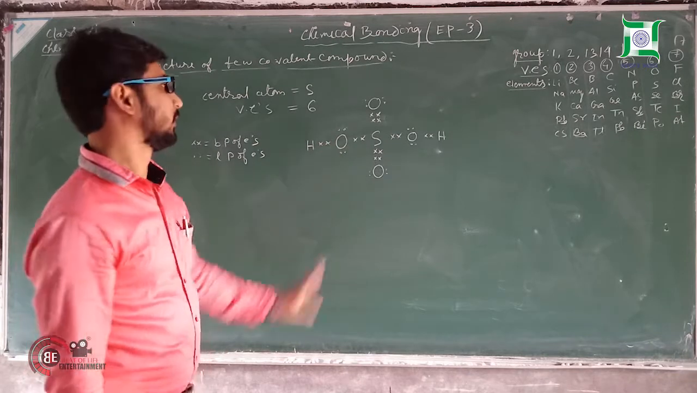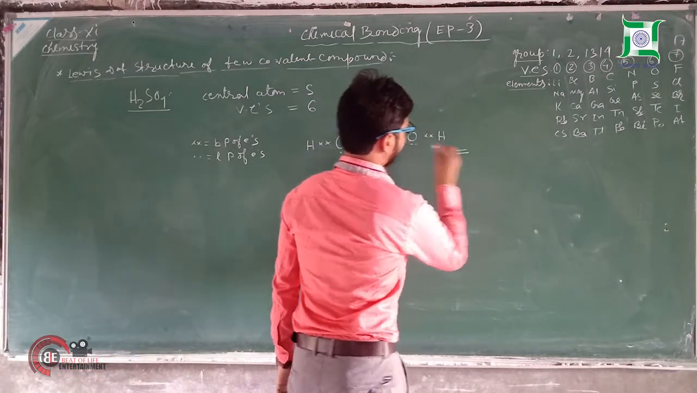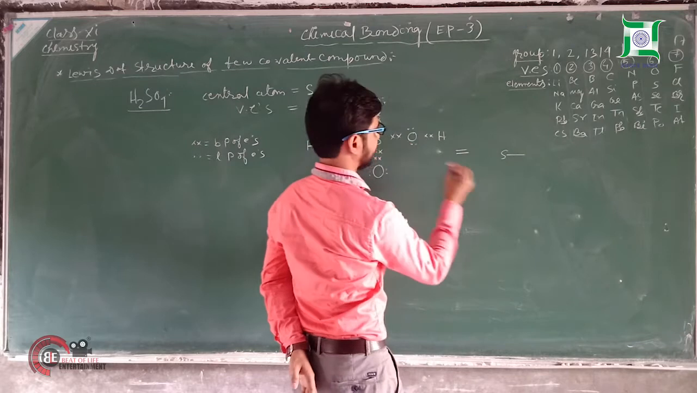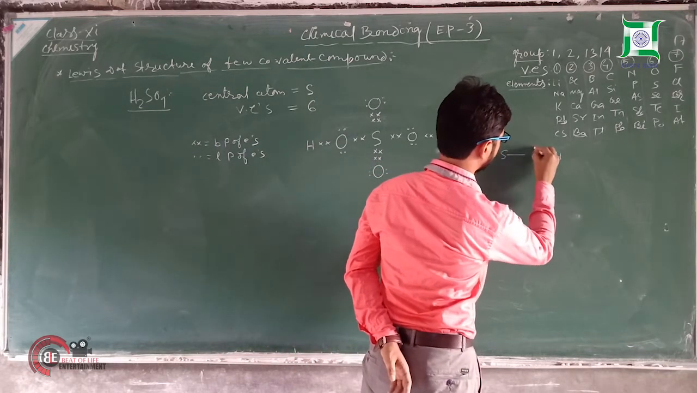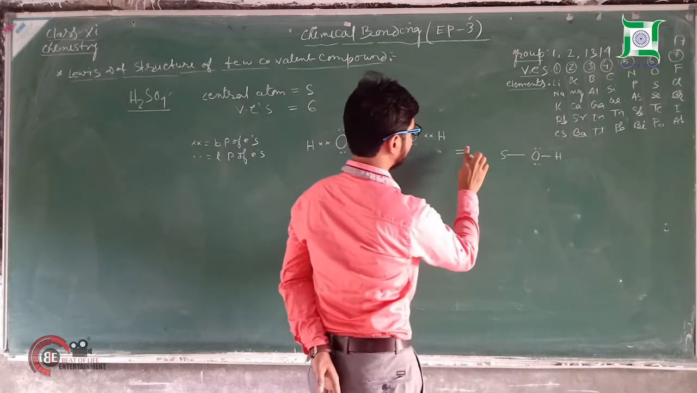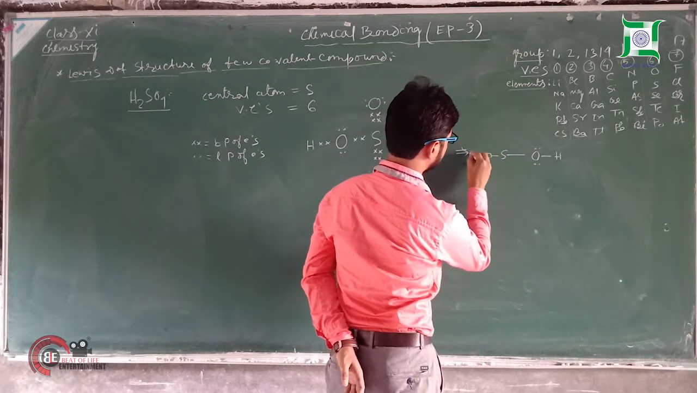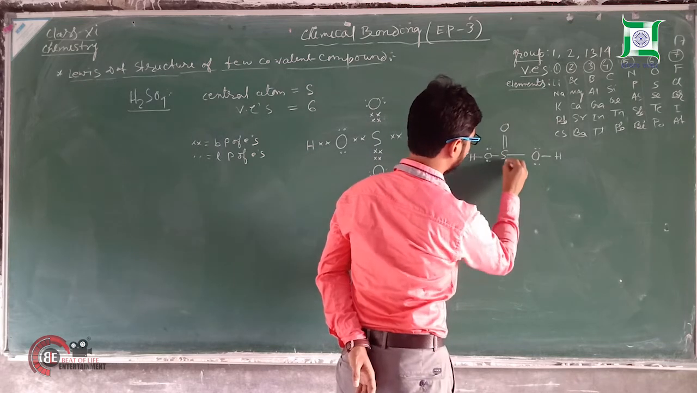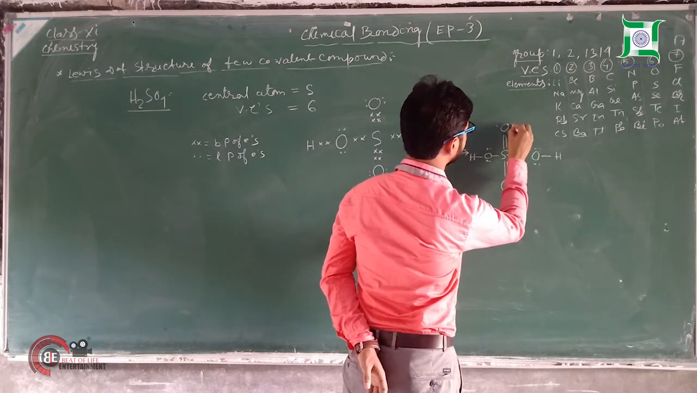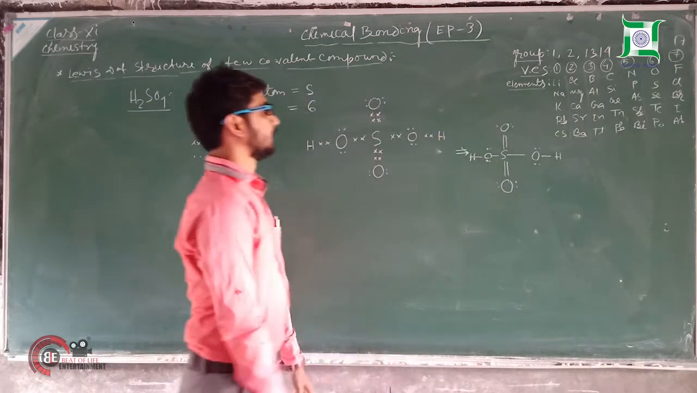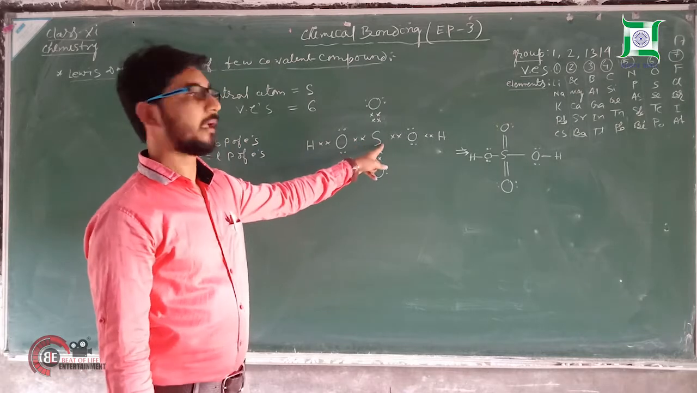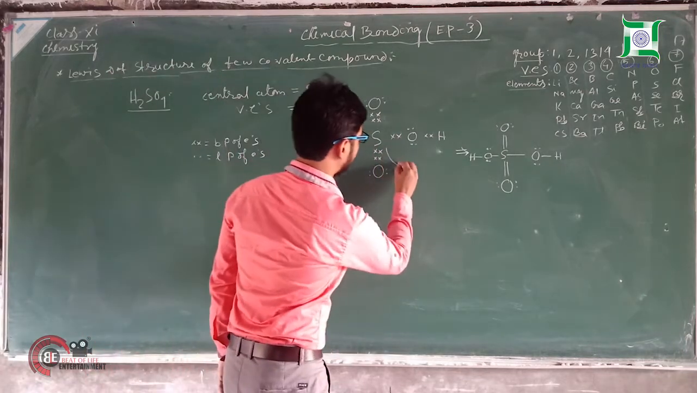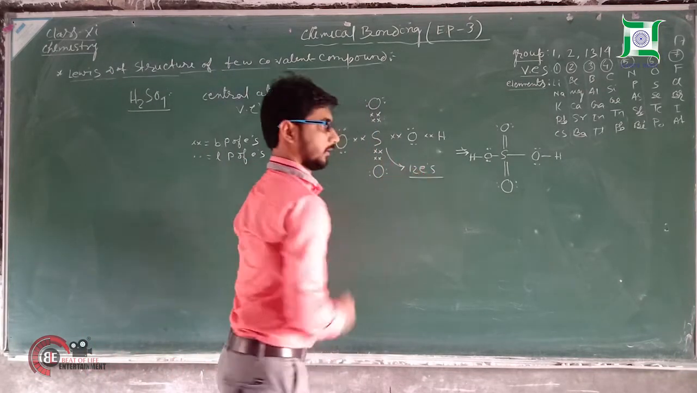remain in bond formation. So the equivalent structure of H2SO4 will be S single bond O single bond H. Similarly here, single bond O single bond H. Here double bond O, there also double bond O. Here notice that around the central atom sulfur a total of 12 electrons are present. So sulfur has 12 electrons surrounding itself.